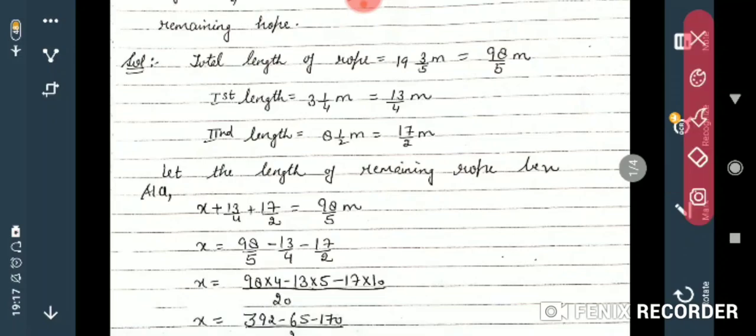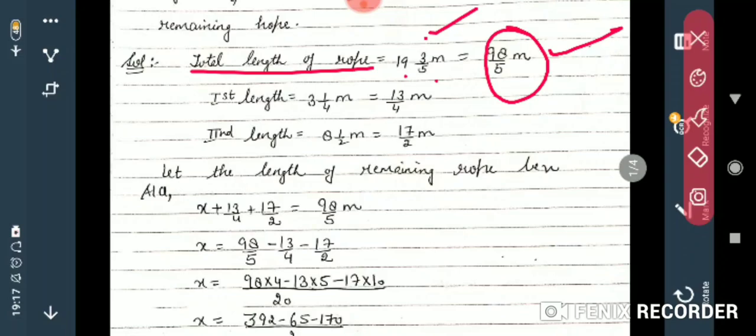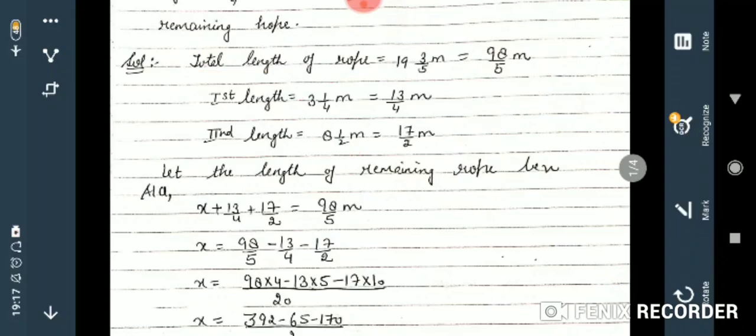So, how will you solve this? Just see, the total length of the rope is given, 19 3 by 5 meter. It is given in mixed fraction. As I told you, how to convert mixed fraction into improper fraction: 5 multiply 19 is 95, and what you will add, plus 3, you will get 98 upon 5 meter. And the first length of the rope is given, 3 1 by 4 meter. Just convert it into improper fraction. 4 multiply 3, 12, plus 1, 13 by 4 meter. And the second length is given, 8 1 by 2 meter. 8 multiply 2, 16, plus 1, 17 by 2 meter.